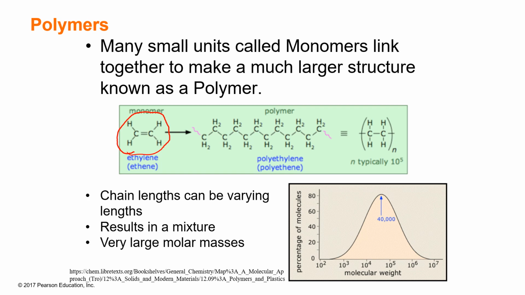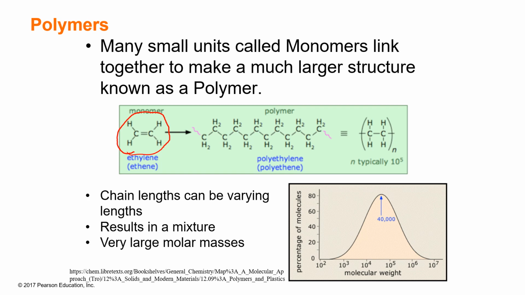So for example, if we start with ethylene or ethene, when it links together into a long polymer chain, it's what we now call polyethylene. Okay, this is a plastic that gets used in lots of things throughout the course of our lives.